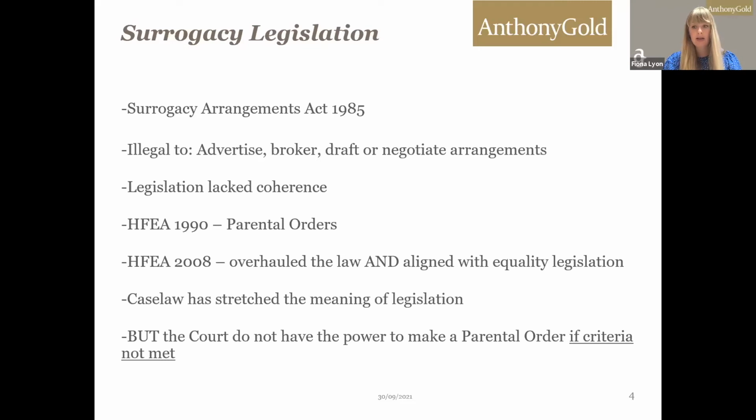It wasn't until 1990 that we got any codification of that law, with the Human Fertilisation and Embryology Act 1990, which set out the process for obtaining a parental order. This was then overhauled in 2008 and aligned with equality legislation to make sure that same-sex couples could apply for a parental order. Now, the case law has stretched the meaning of this legislation because it is long overdue a reform. As we'll see on the next slide, lots of cases have come in to look at each aspect of eligibility. What everybody needs to recognise is that the court cannot make a parental order if you don't meet the criteria, even though the case law has stretched the meaning. So we'll have a look at that on the next slide.